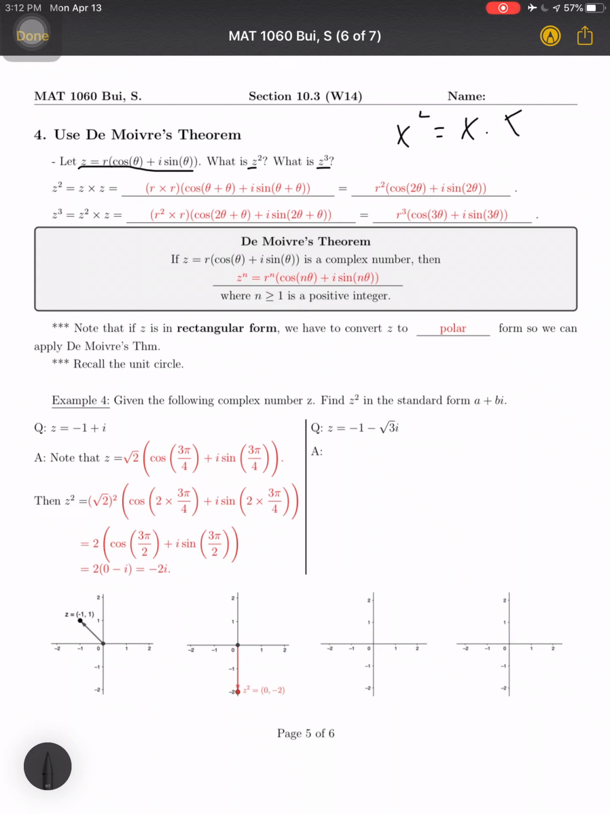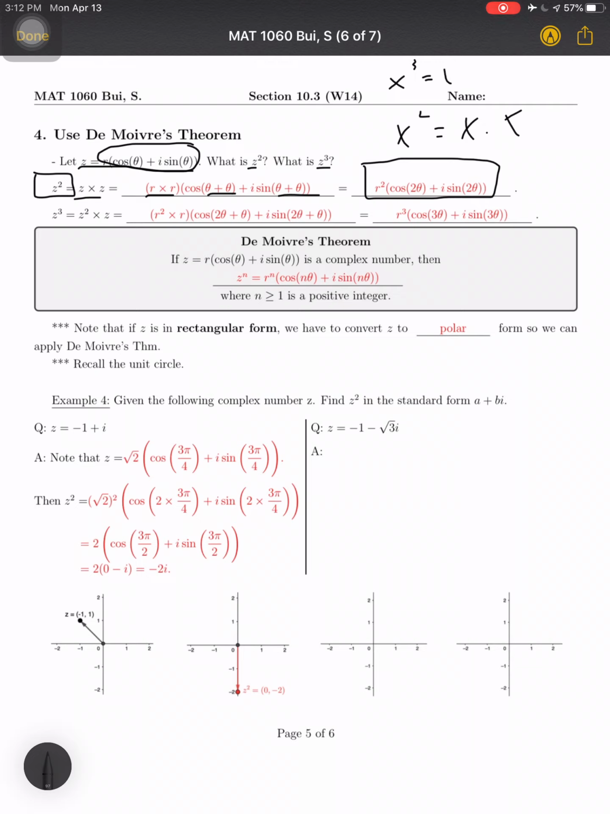So, to find z squared, we're going to do z times z. Each of the z in here we represented by this point here. For the radii, we're going to multiply them, and for the angle, we're going to add them. That's why I end up having this formula in here for z squared. Okay, for z cubed, let's remind ourselves.